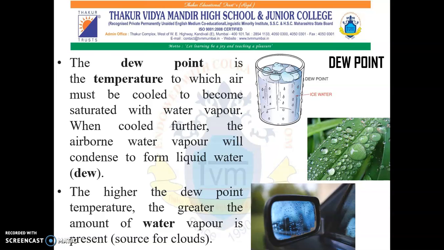And if the vapor contained in the air is less than the maximum limit, then the air is said to be unsaturated. Suppose an unsaturated air at a certain temperature is taken and then its temperature is decreased. A temperature is reached at which the air becomes saturated with vapor. This temperature is called the dew point temperature. So the dew point temperature is the temperature to which the air must be cooled to become saturated with water vapor. When it is cooled further, the airborne water vapor will condense to form liquid water droplets, that is dew. The higher the dew point temperature, the greater the amount of water vapor present.